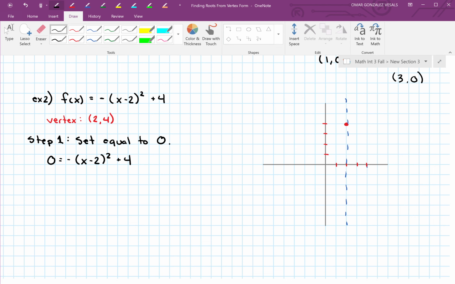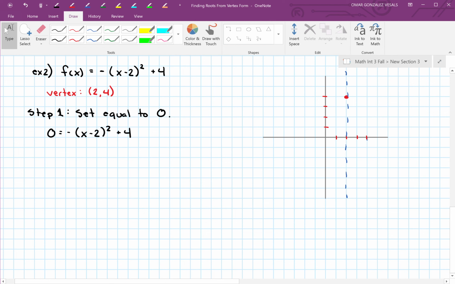Okay, now step 2. And if this seems like a lot of steps, that's because I'm trying to break it down as much as we can. After a while, you'll kind of blur your steps together. Step 2 is to simplify. And what I mean by simplify is it's going to include FOIL. Okay. You with me? Okay.